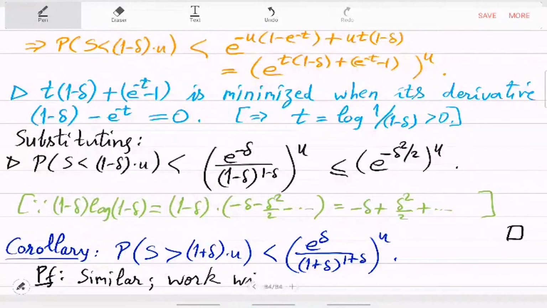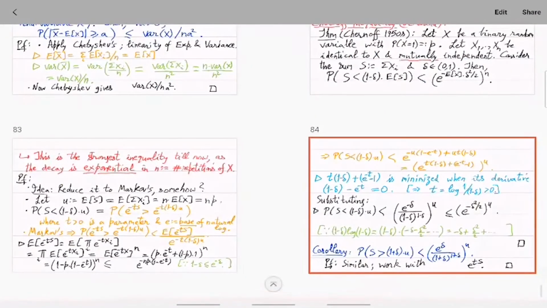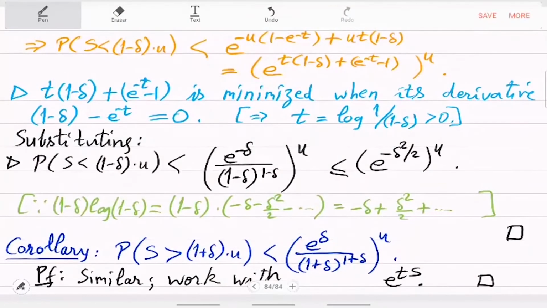Just work with e raised to Ts. So, in this proof you started with e raised to minus Ts in this original proof. For the corollary you work with e raised to Ts, okay, and e raised to Ts will be greater than e raised to t(1 plus delta) mu, and then you can apply Markov and then you can get a similar expression, and then you can also simplify it if you want.